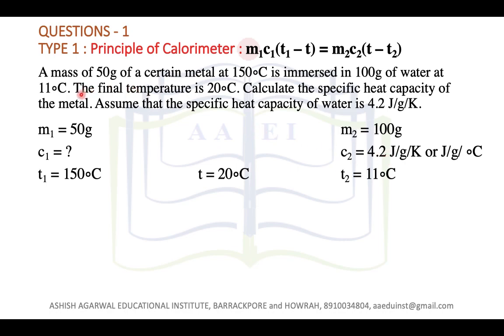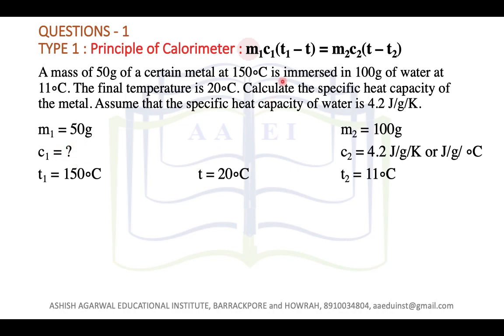And they have given the final temperature is 20 degrees Celsius here. So small t is equal to 20 degrees Celsius. So we can see it is working in synergy. 150 greater than 20 greater than 11. From left to right the temperature is decreasing. So we are going to maintain that healthy relation. Now calculate the specific heat capacity of the metal. That is so obvious, this parameter was missing. They're asking us to calculate this.